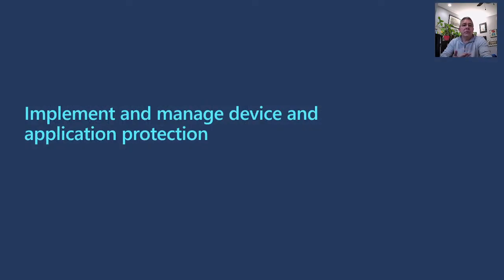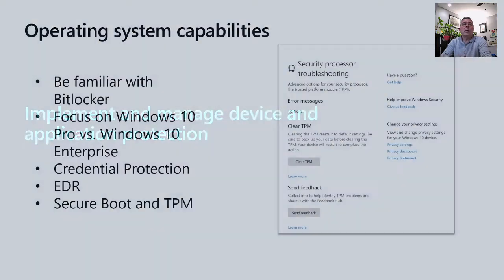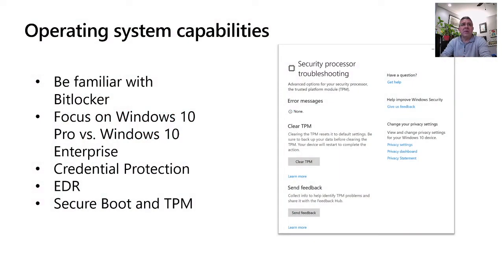Then we move into device and application protection, and really this is all around Windows 10 and the operating systems. You're going to want to make sure that you're familiar with the differences between Windows 10 Pro and Windows 10 Enterprise. Or to put it another way, Windows E3 versus Windows E5 licensing. Know BitLocker, know its capabilities, know how to manage it. Look at credential protection and EDR.